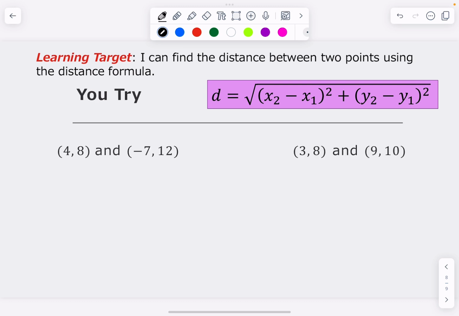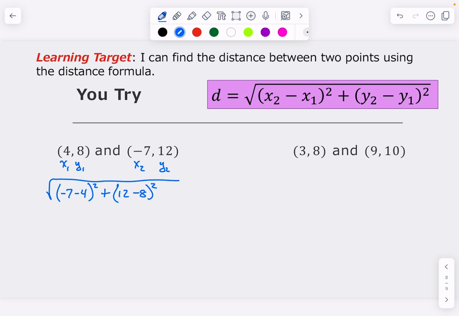Do a couple more examples here. Again, I want to designate x1, y1, and x2, y2, and then I'm just going to plug the numbers in. So, x2 is negative 7. I'm going to subtract x1, which is 4. That's going to be squared. Then I'm going to add y2 minus y1, which is 8. Again, that's going to be squared. So negative 7 minus 4 is negative 11. Same signs, add and keep. Keep the parentheses so you make sure you cancel out the negative when you square it. 12 minus 8 is 4.